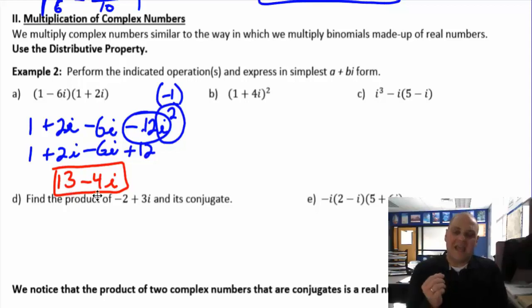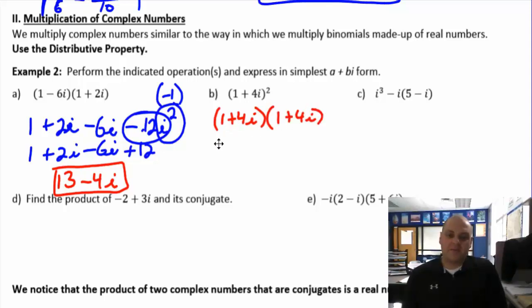See how it's in that a plus bi form? Well, a plus bi, a minus bi, whatever the sign is there. But the i is at the end. That's the form you want. Alright, what do you do when you square something? Remember, you don't square them individually. It's 1 plus 4i times 1 plus 4i.